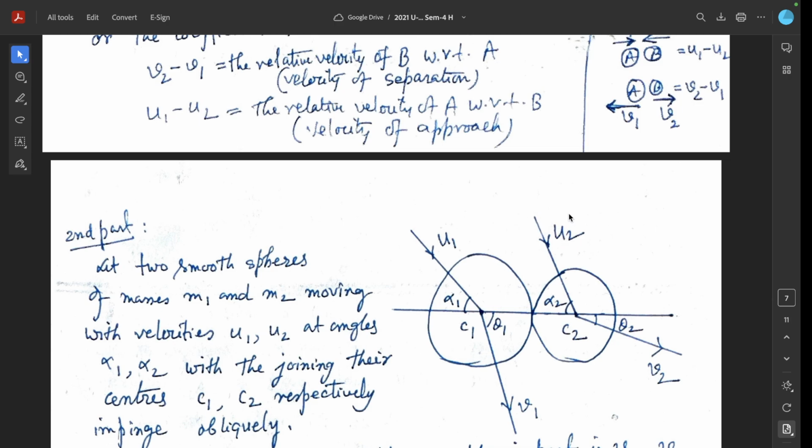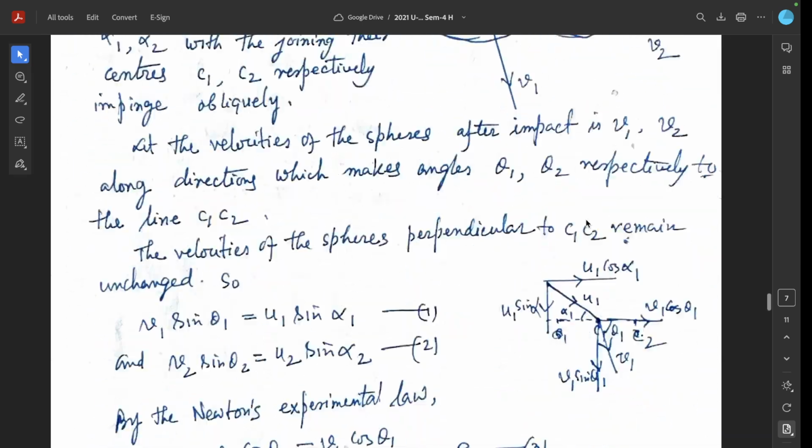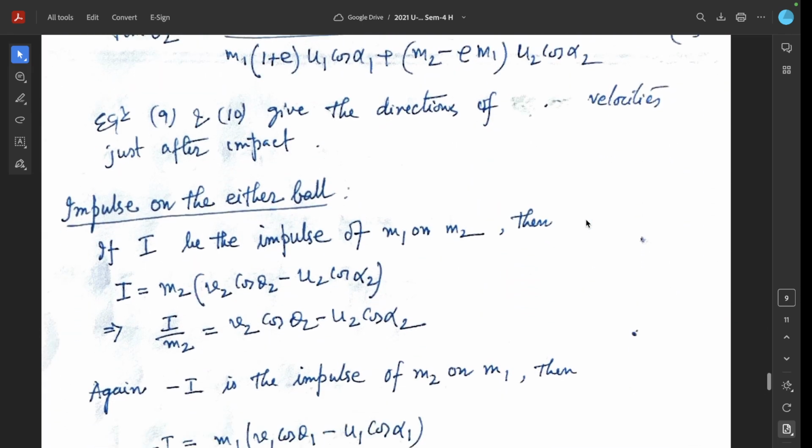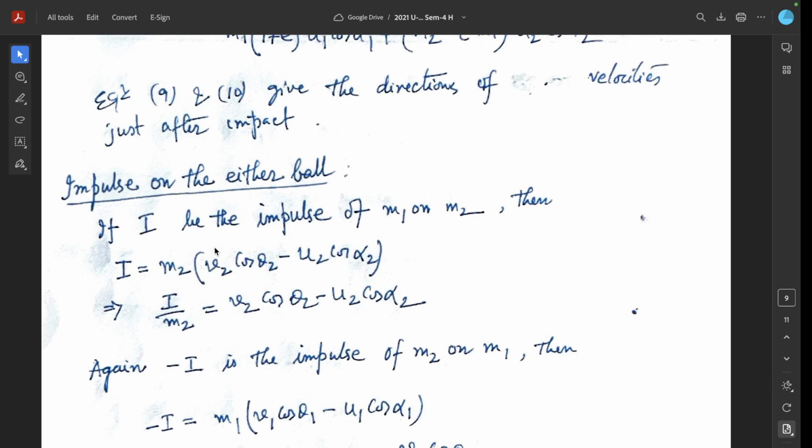So this is the u2 cos alpha 2, the horizontal component along the line of impact just before the impact. So for this impulse, the mass is m2 for the second body, this is the velocity component after impact along the line of impact, and u2 cos alpha 2 is the velocity component just before the impact of the second ball. So I by m2 equal to this.